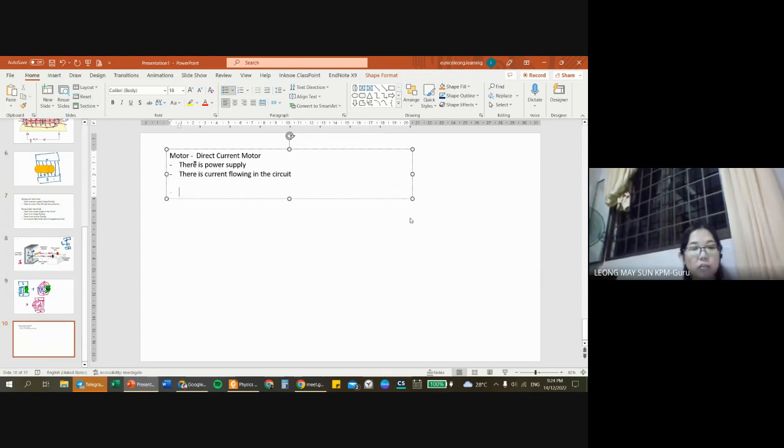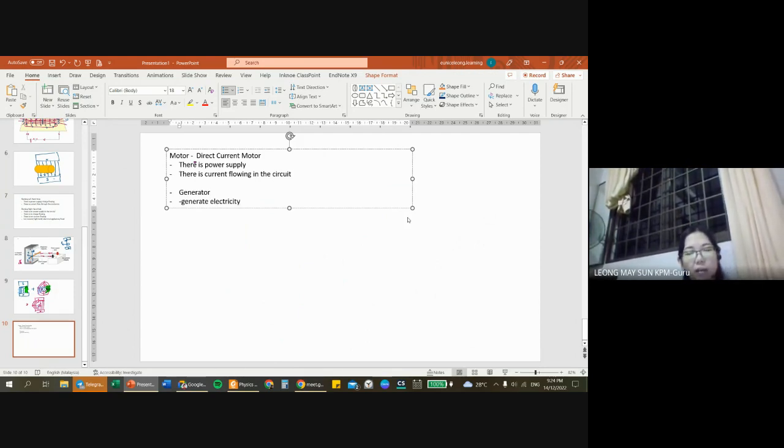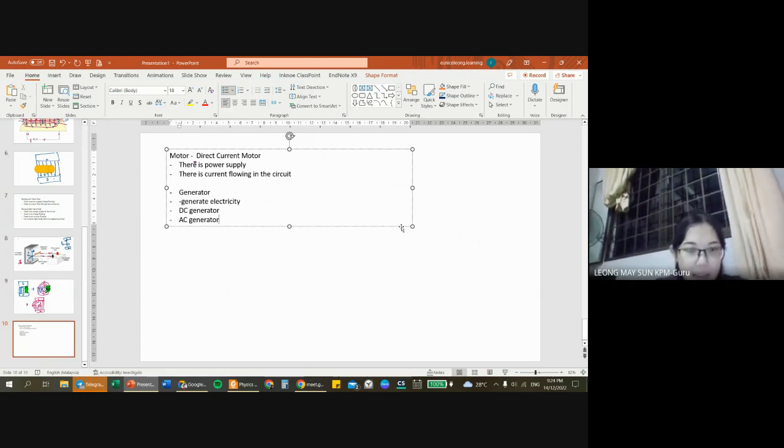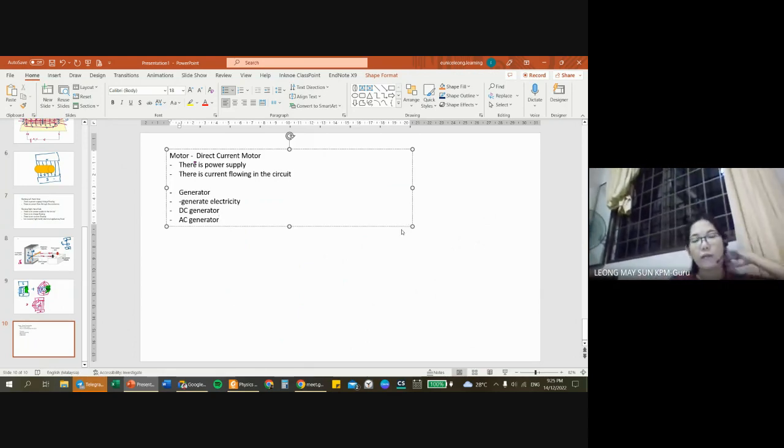Now when we talk about generator, generator means to generate electricity. You know, when you go to pasar malam, under each store you will hear a very noisy sound. Those are generators. Its main function is to generate electricity. So you can have a direct current generator, and you also can have an alternating current generator. For generators, we will discuss that in the next lesson. So we are going to focus on the direct current motor first.